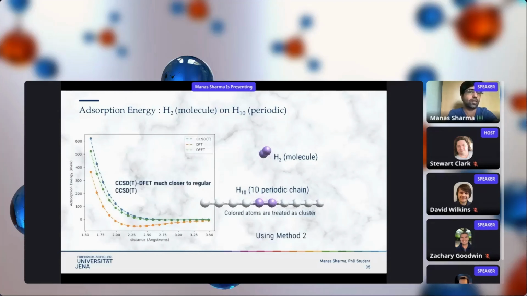Now, if we perform DFT by considering the H2 molecule as well as the 2 atoms within the H10 chain as the cluster, that is the region of interest, and construct the embedding potential using method 2, then you notice that this green curve here, which corresponds to CCSD(T) coupled with DFT, is now much closer to the regular CCSD(T) result. So this is really incredible because the computational cost is largely reduced, because we are only considering the basis functions on these 4 atoms for the CCSD(T) calculations, and the remaining are treated via DFT.